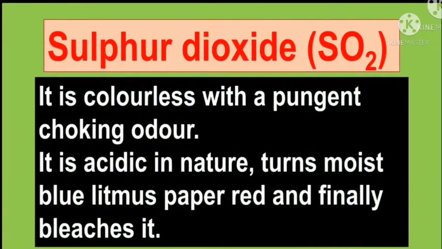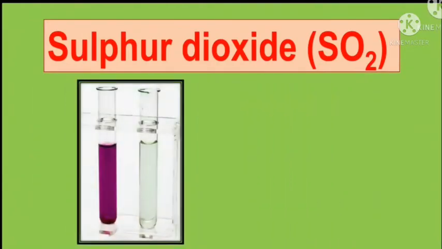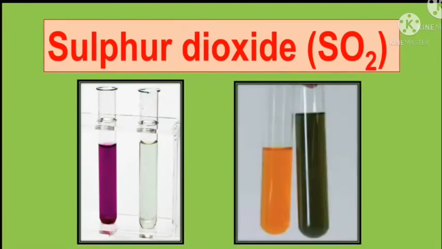It is a colorless gas with a pungent choking odor. It is acidic in nature, turns moist blue litmus paper red, and finally bleaches it. It decolorizes pink potassium permanganate solution. It also changes the orange-yellow solution of acidified potassium dichromate to green.